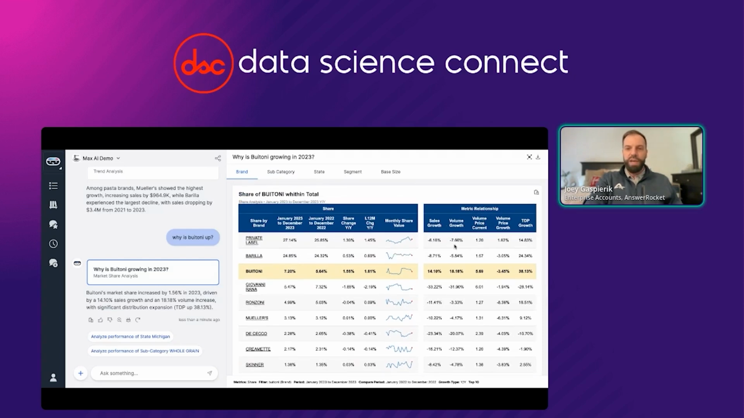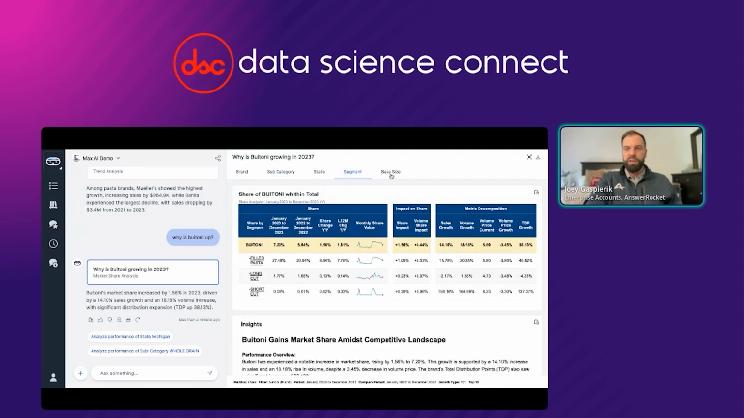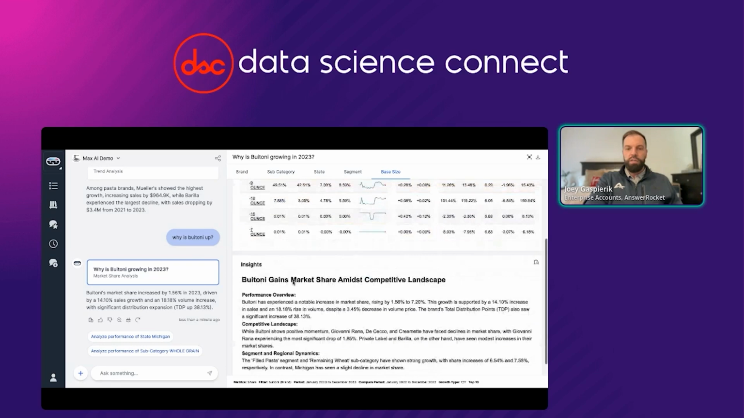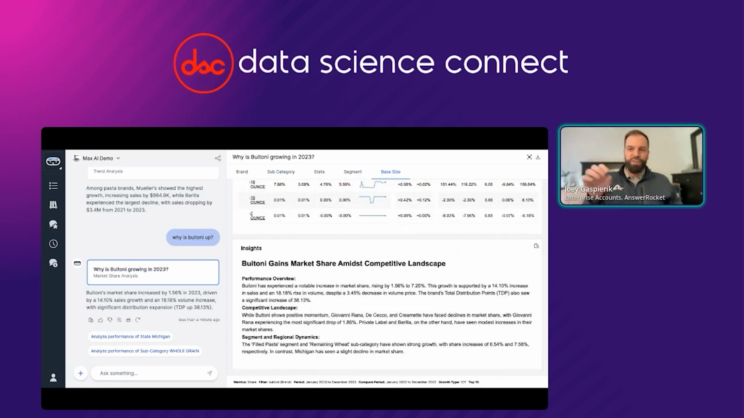So you get a lot of information on these different charts, not to mention I can look at the subcategories, the states, the segments, the base sizes. But then below all of this, what a user would have to do is look at those numbers and make sense of it. Well, not anymore, because Max, as the AI assistant, is going to look across those things and say, all right, here's your performance overview. It's a notable increase in share. It rose from 1.5 to 7.2. The growth supported by a 14% increase in sales, 18% rise in volume. You had a 3.4 decrease in volume price, and your distribution is also up 38.13%.